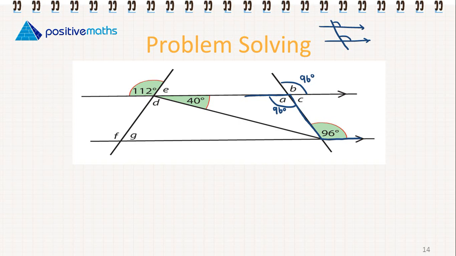The next rule that I'm going to use is my straight line rule. So we'll see that with B and C, we have a straight line. If B is equal to 96 degrees, then C is going to be equal to 180 degrees minus 96 degrees. So I will find that C is equal to 84 degrees.